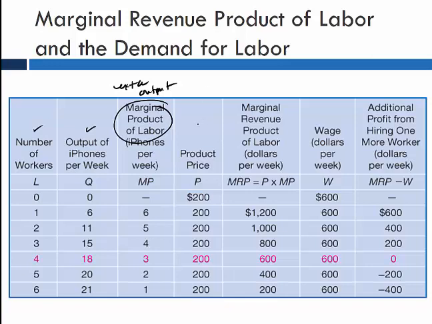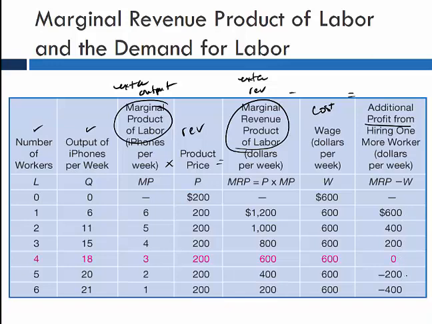Then this is the product price. So that's my revenue. And so then you just take these two together and you get the marginal revenue product of labor, which is the extra revenue I get for each additional worker that I hire. Then here's the wage that I'm paying those workers. So that's my cost. So if I take my revenue minus my cost, this is the additional profit from one more worker. So what I can see, hiring the first worker, the second worker, and the third worker keep adding to my profit. And the fourth worker is okay.